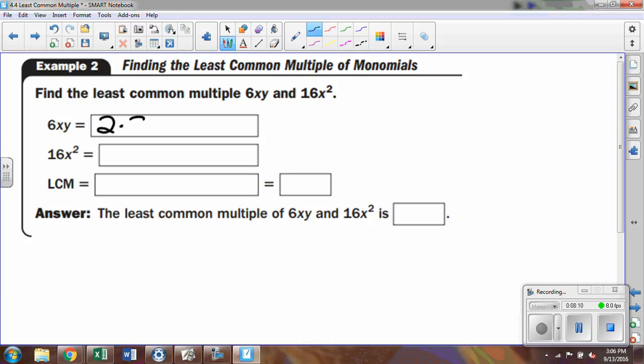6 equals 2 times 3 times x times y. Since 16 equals 4 times 4, we'll have 2 times 2 for the first 4, 2 times 2 for the second 4, then x squared. Completely expand them. From here, let's identify the greatest common factor. They have a 2 in common. We need that for our least common multiple. What else do they have in common? They have a pair of x's. We'll use that. What else do they have in common? Nothing.